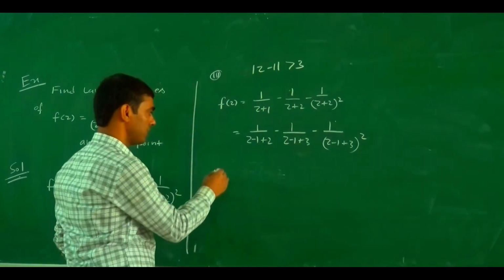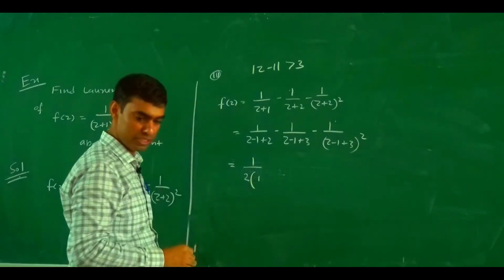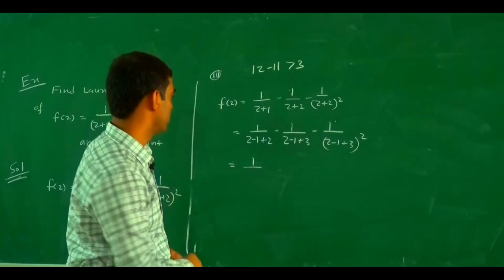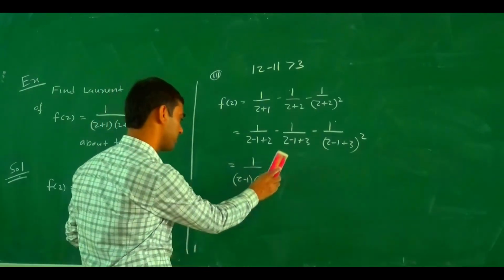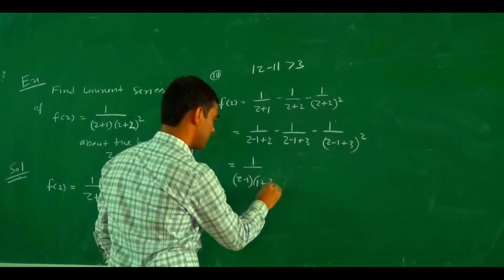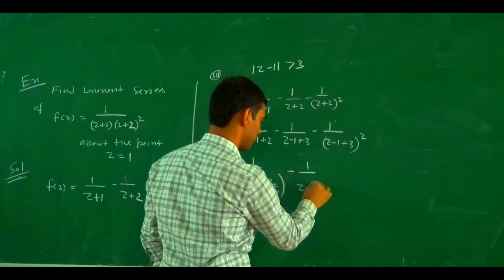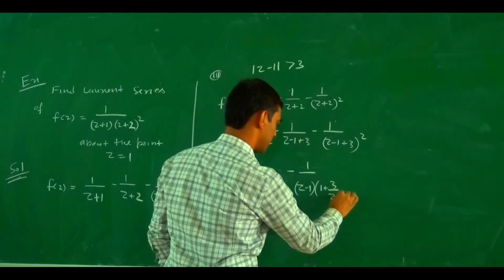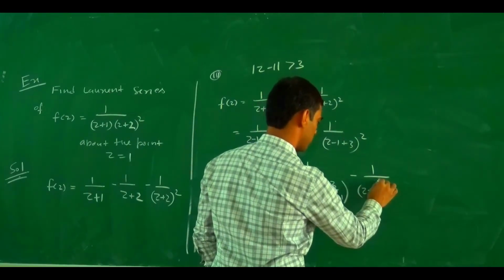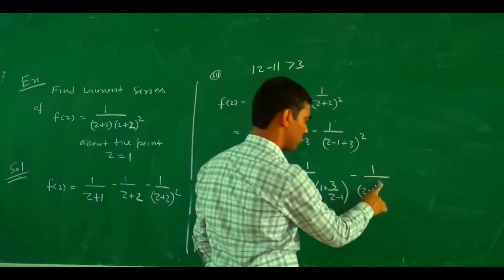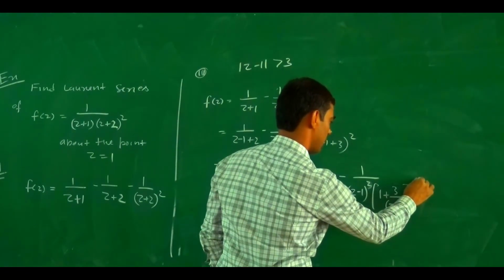So here, this becomes 1 upon twice, this becomes 1 plus, not twice, 2 upon (z minus 1). Here we try to write 2 upon (z minus 1). So if (z minus 1) becomes outside, then this becomes 1 plus twice upon (z minus 1). This one is the first term. Now the second term, if we take (z minus 1) outside, then inside this becomes 1 plus thrice upon (z minus 1). And the last one is minus 1 upon (z minus 1) outside, the whole square of (z minus 1) outside, inside 1 plus 3 upon (z minus 1), and this one is squared.